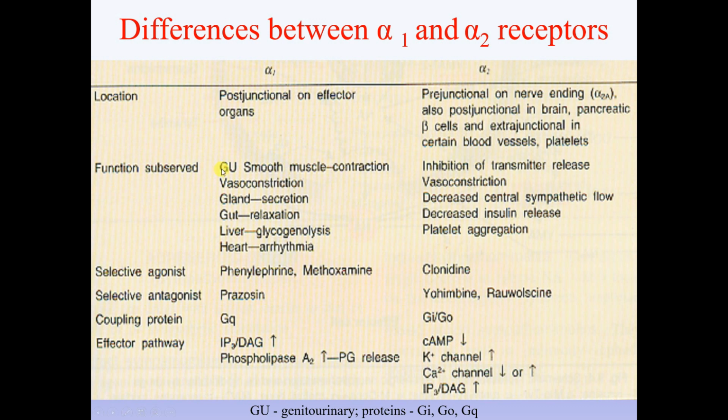Functions observed: genitourinary smooth muscles contraction, vasoconstriction, gland secretion, gut relaxation, liver glycogenolysis, heart arrhythmia. Alpha 2: inhibition of transmitter release, vasoconstriction, decreased central sympathetic flow, decreased insulin release, platelet aggregation. Also, which are selective agonists, selective antagonists, coupling protein, and effector pathway.